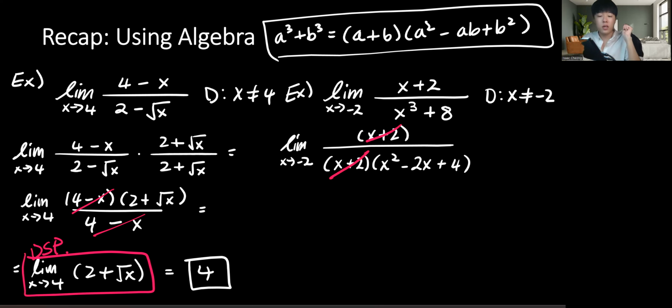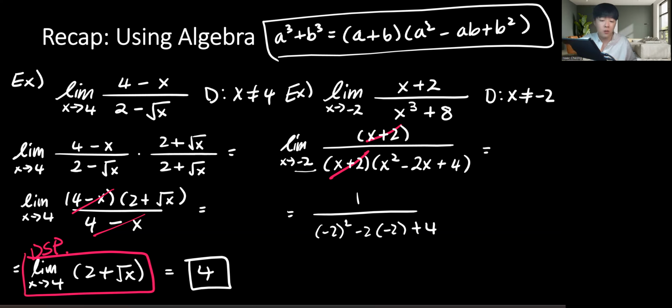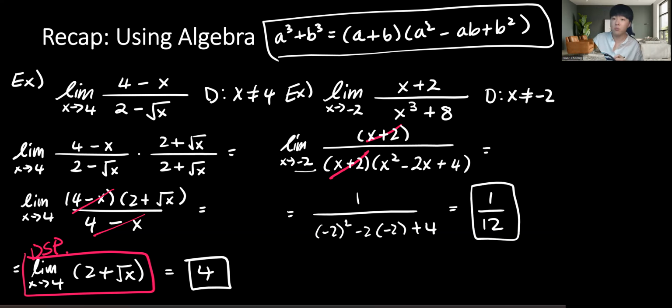What we're going to do is cancel that out, which means that now, because the x plus 2 is gone, x equals negative 2 can go inside this function. Now x equals negative 2 became part of the domain of this function. So we're going to use DSP and directly plug that in. The answer will be 1 over (negative 2 squared minus 2 times negative 2 plus 4), which gives 4 plus 4 plus 4, which is 1 over 12. So this was a pretty simple problem.